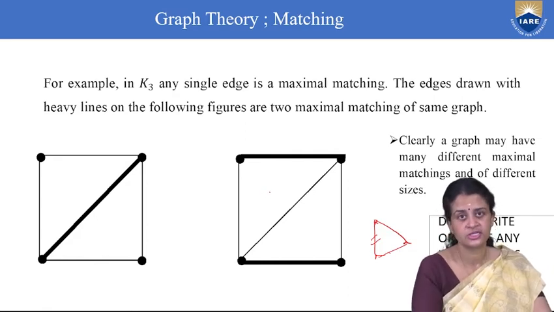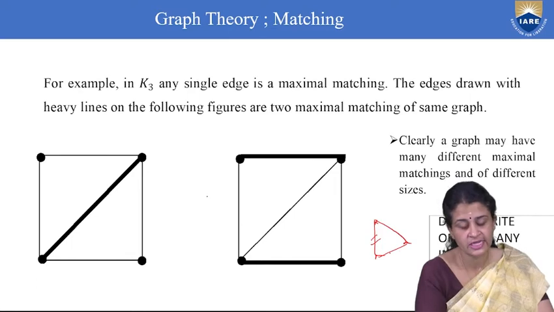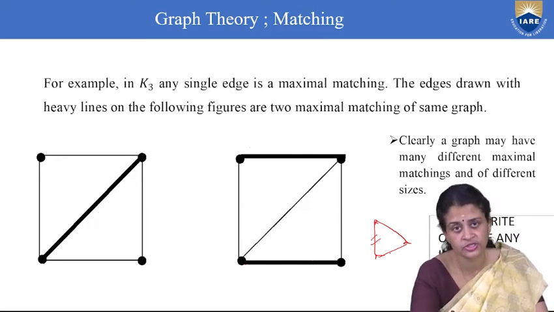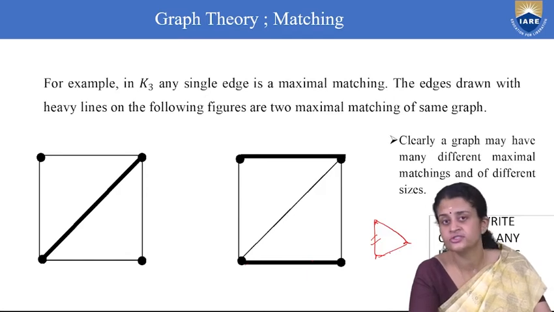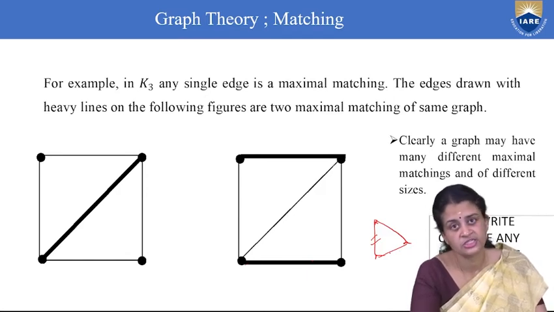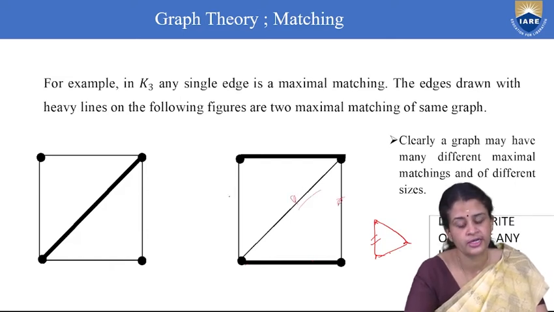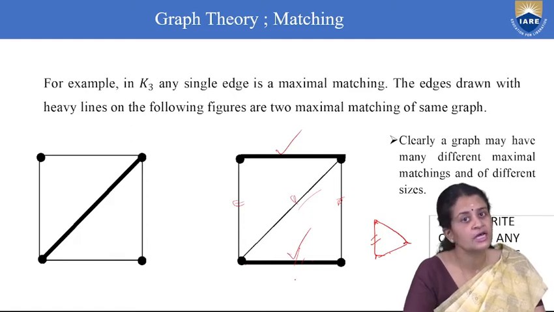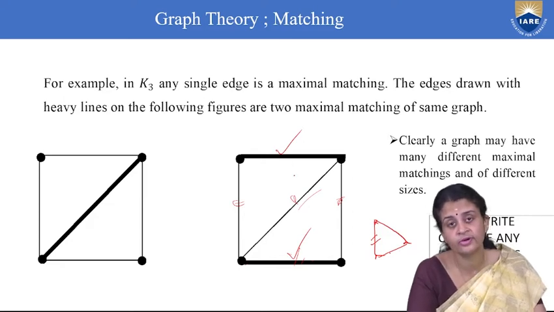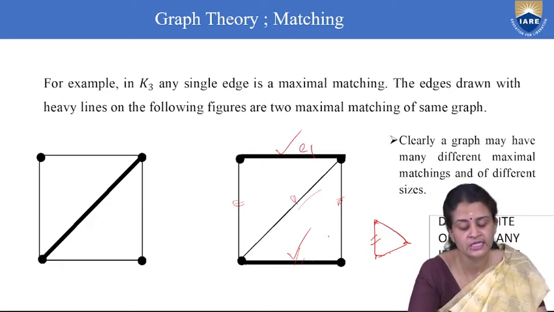Now consider this graph, the same representation of the same graph. But here, if I am taking this edge, I can take this edge also. A single edge in a graph constitutes a matching. I am taking this edge; it's a matching. Can I take this edge then? No. This edge also I can't take. This edge also is not possible. If I am taking this edge, it's okay, and this edge is also okay. These form two maximal matchings.